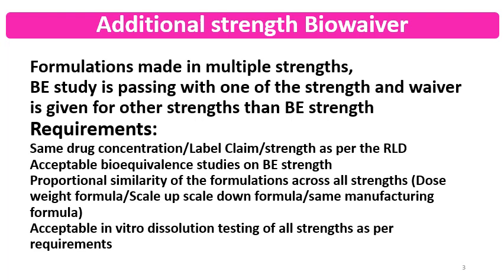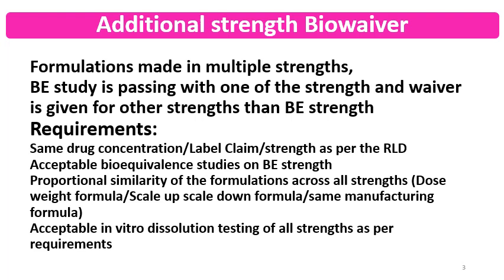Like, if your product has three strengths, 100 mg, 50 mg and 25 mg, and the BE study is done on 100 mg and it is passing, then the lower strengths can be given a biowaiver. The requirements of the biowaiver are the same drug concentration or label claims and strength as per the RLD. If you are making a strength other than the RLD strength, then the biowaiver may be a problem and it is not granted. Then an acceptable bioequivalence study on the BE strength.